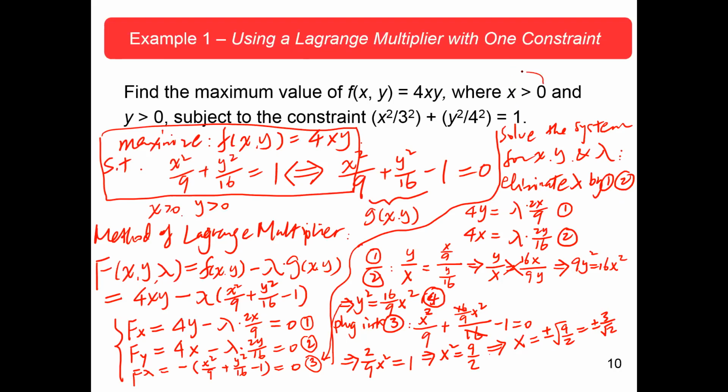If x has to be in the first quadrant, as we originally defined, then we pick the positive sign. So let x be the positive 3 over root 2 in the first quadrant. So we've got the x value, right? How about the y value?